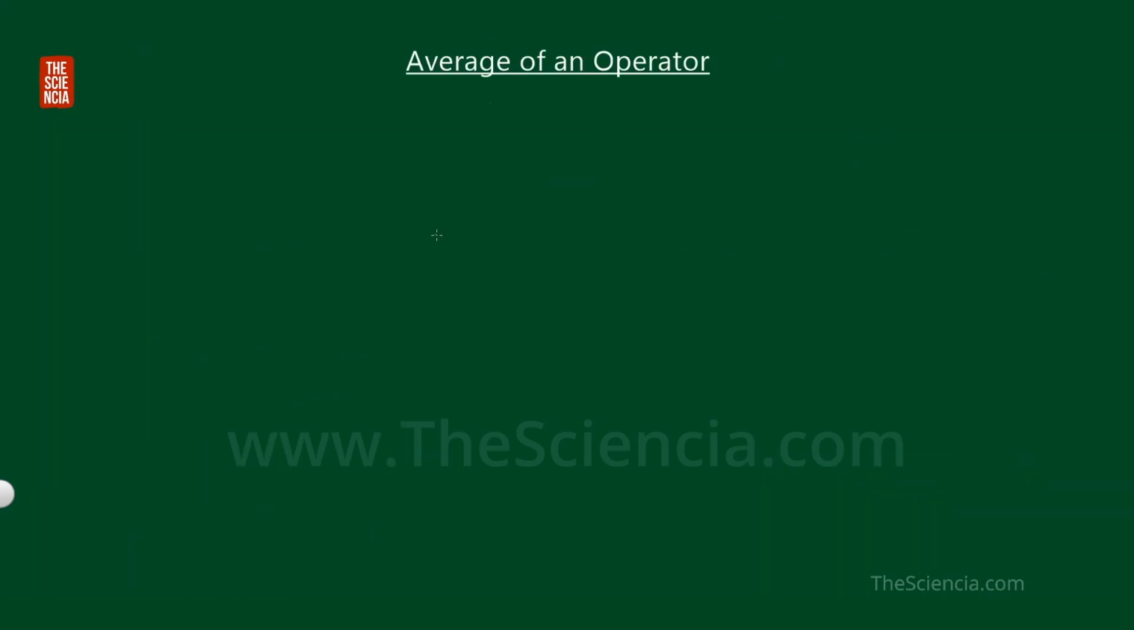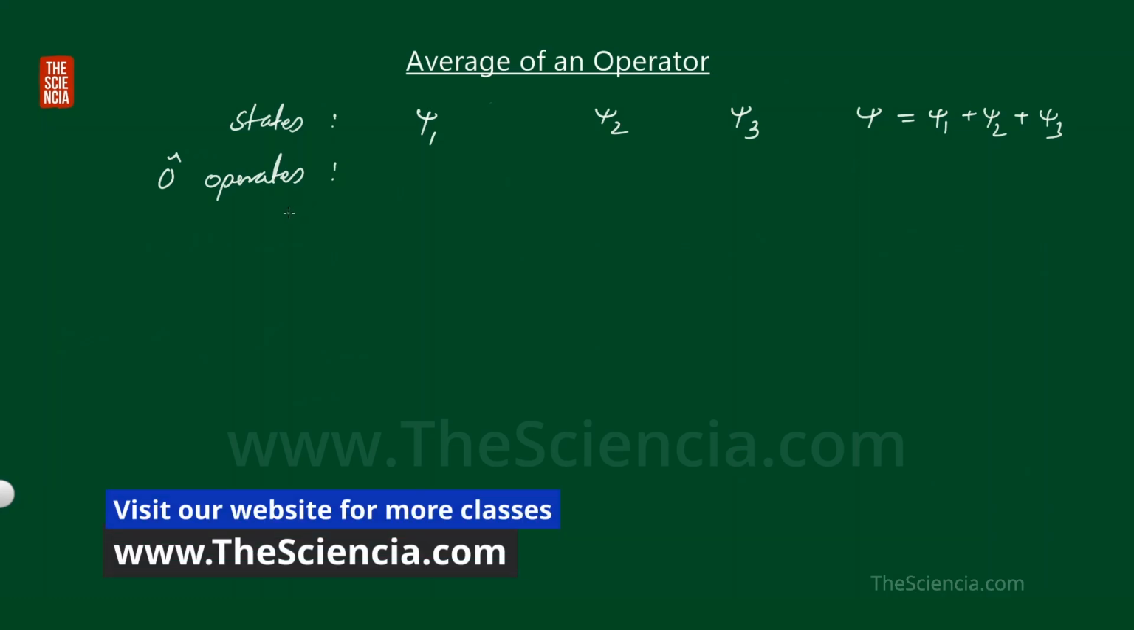Average of an operator. Suppose we have some states, that is, the state is a linear combination of different states, psi 1, psi 2, psi 3. That is, the state of the system is a linear combination of psi 1, psi 2 and psi 3. Now an operator operates on it. So what will we get? If this is an eigenvalue operator, it will give the eigenvalue, right?